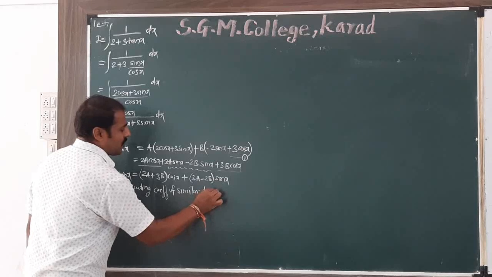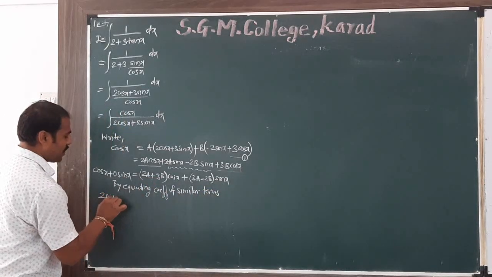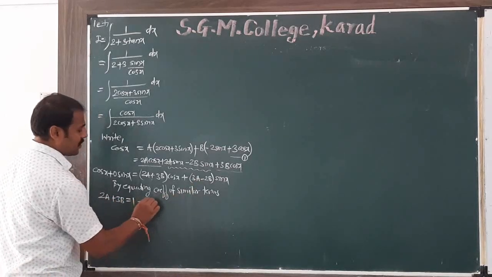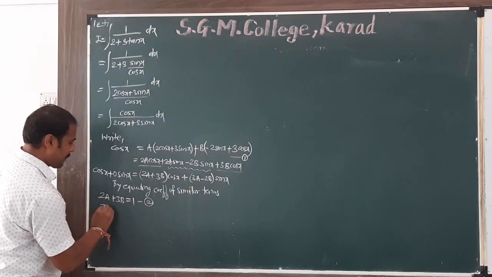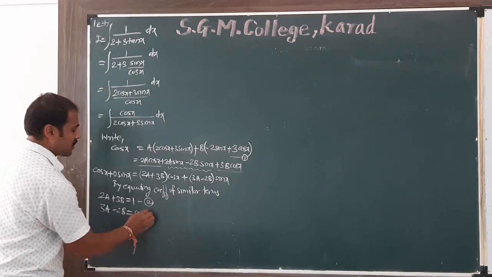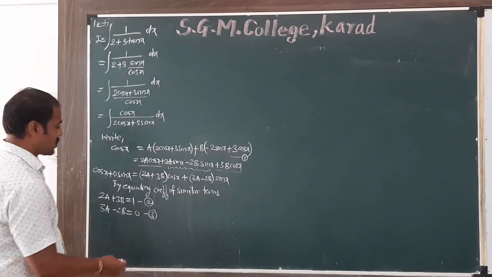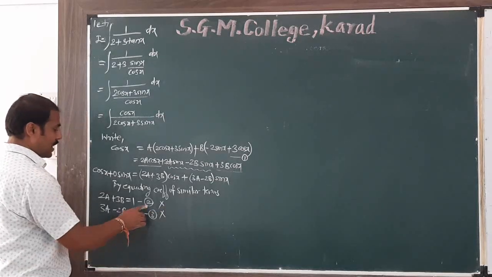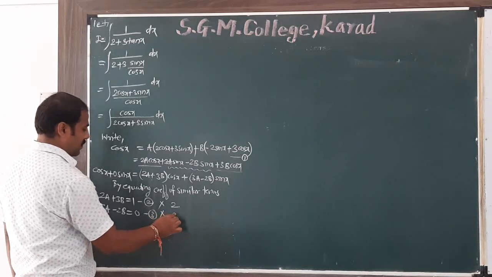Here the coefficient of cos x is 2a plus 3b, so 2a plus 3b is equal to 1. This is our second equation, and 3a minus 2b is equal to 0, equation number three. For solving these two equations and obtaining the values of a and b, we multiply equation second by 2 and equation third by 3.